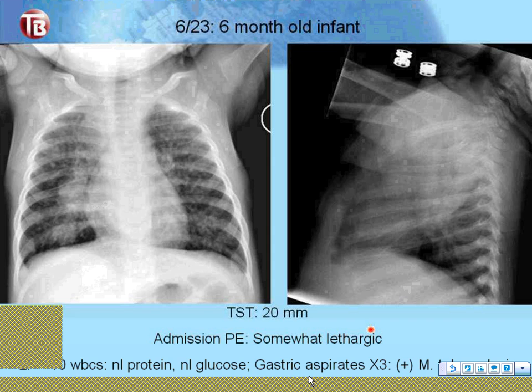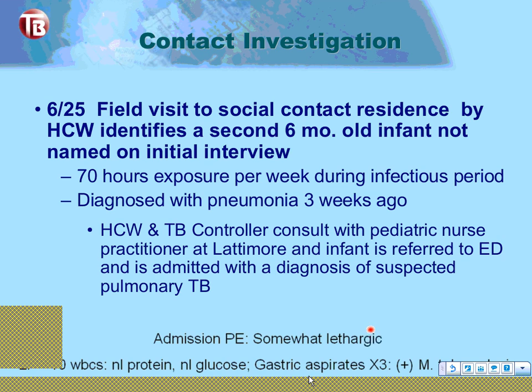Because this patient had lethargy on admission, they were concerned about TB meningitis. A lumbar puncture was done, which was also positive, with 10 white cells in the LP fluid. Gastric aspirates that were done on this patient were also positive, 3+, and later identified to be MTB. So a very clear description of what can happen to a very young child that is exposed and has a new infection with tuberculosis.